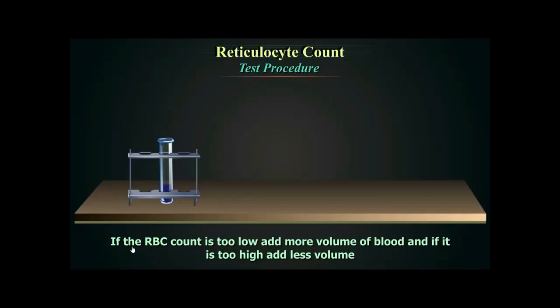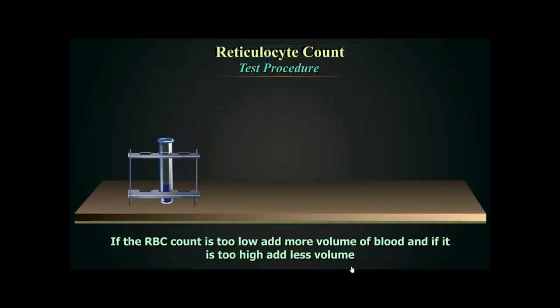See here it is written that if the RBC count is too low, add more volume of blood, and if it is too high, then add less volume. What do you understand by this sentence? Because as I said, in this practical, you have to take equal amount of stain and blood. But if the patient's hemoglobin is less, RBC count is less, if the patient is having anemia, then what you have to do? You have to take more blood, right? That time the amount of blood is slightly more than the stain.